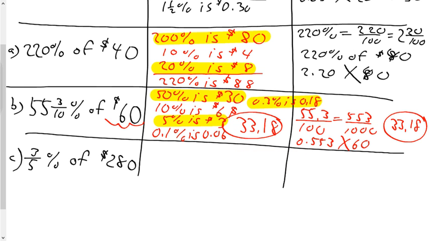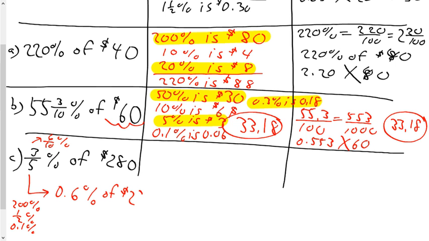Last one. And then finally, our last question says 3/5% of $280. And this was a tricky one, because if you were using mental math, we only know 200% in our mental math. We know 0.5% in our mental math, and we know 0.1% in our mental math. And 3/5% is actually the same thing as 0.6%, because if we change that fraction to a decimal, it's that. So our starting point is really thinking about that question as being this one instead. And it becomes real easy.